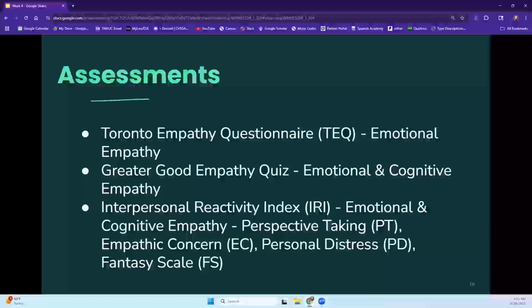These are some example questions that I wrote down here. When I see someone being treated unfairly, I get upset. I can tell when a friend is upset. I sometimes struggle to see things from another person's perspective. That last one was reverse scored, but that's what that one asked about.